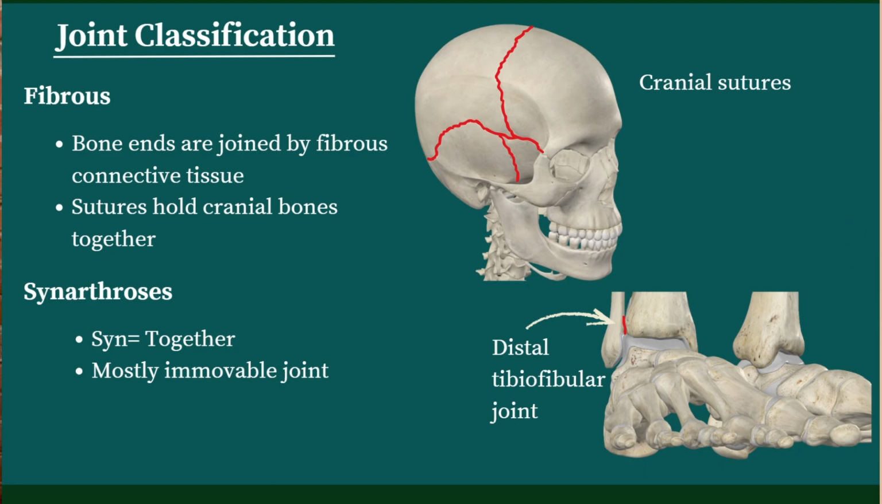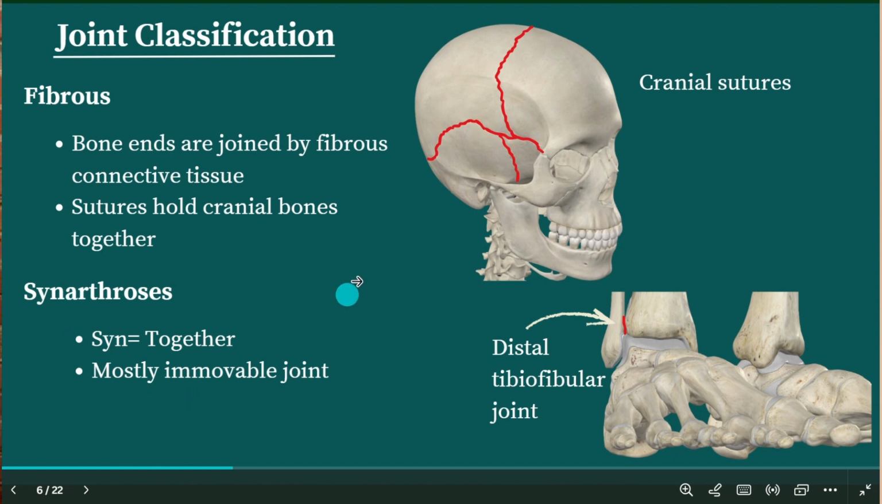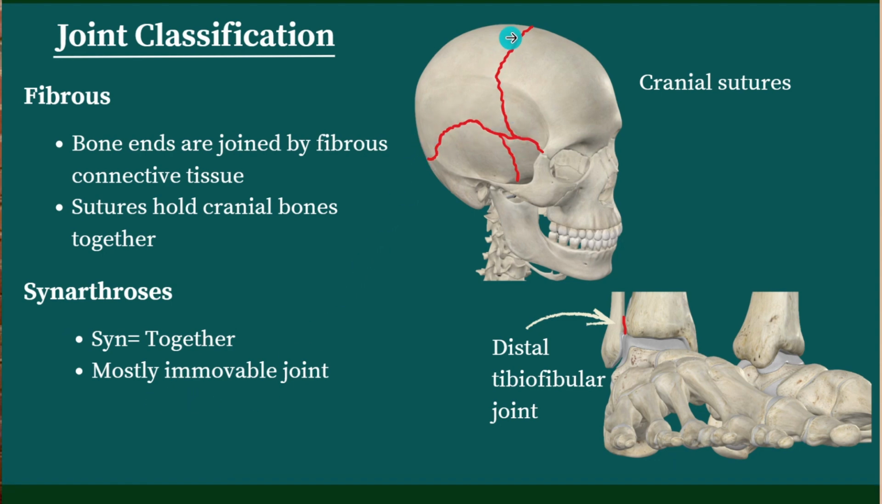A fibrous joint has its bone ends joined by fibrous connective tissue, such as the sutures between the cranial bones and also the distal tibiofibular joint. That's not all of them, but those are good examples. Syn, for synarthrosis, means together, and it's mostly immovable, just a tiny bit movable. In a lot of texts, you'll see that they are not movable, but I'm studying craniosacral therapy right now, and I have to say that they are a tiny, tiny bit movable.